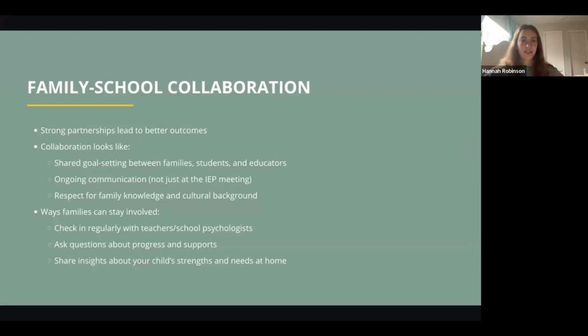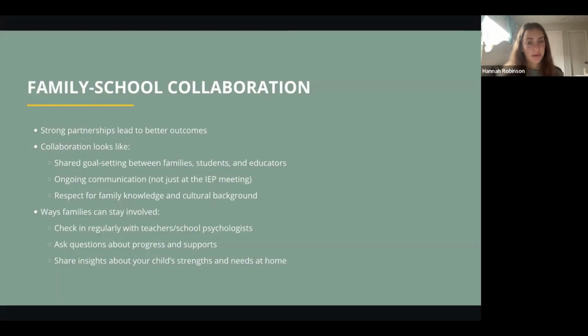So a little bit about family-school collaboration between the student, family, and IEP teams. Strong partnerships lead to better outcomes, so this is crucial in this process. Collaboration might look like shared goal setting between families, students, and educators. There should always be ongoing communication with the team and family, not just at the IEP meeting. And there should always be respect for family knowledge and the different cultural backgrounds that the student and family may be coming from.